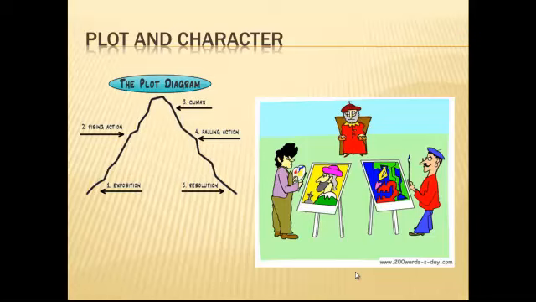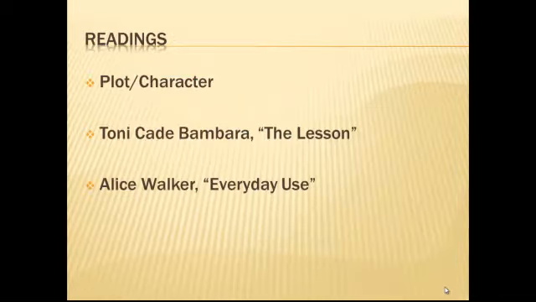In week 3, the readings are about plot and character as they relate to identity. The readings are Toni Cade Bambara's The Lesson, Alice Walker's Everyday Use, and Plot and Character in the back of your text. Plot is essentially the story and how it unfolds. It is the arrangement of details and events. The author needs to establish causal connections between the key events.